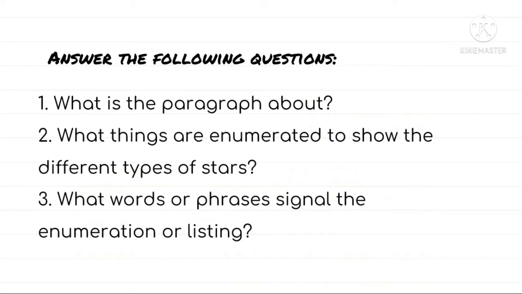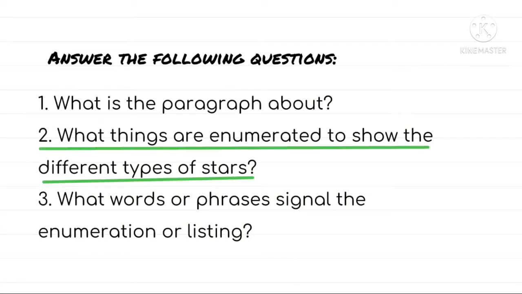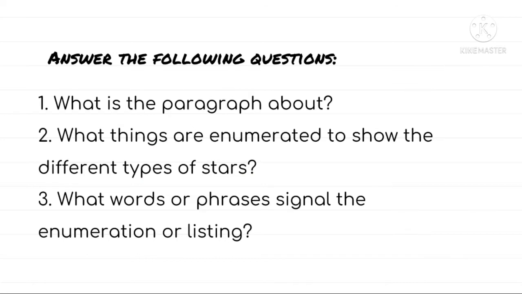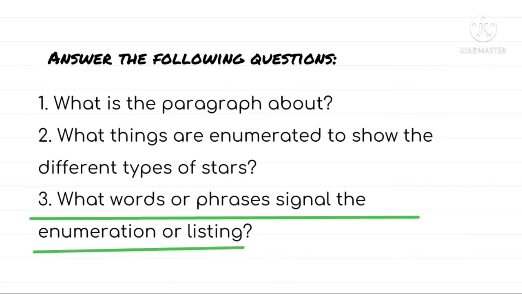These are the following questions you need to answer. Number 1, what is the paragraph about? Number 2, what things are enumerated to show the different types of stars? And number 3, what words or phrases signal the enumeration or listing?